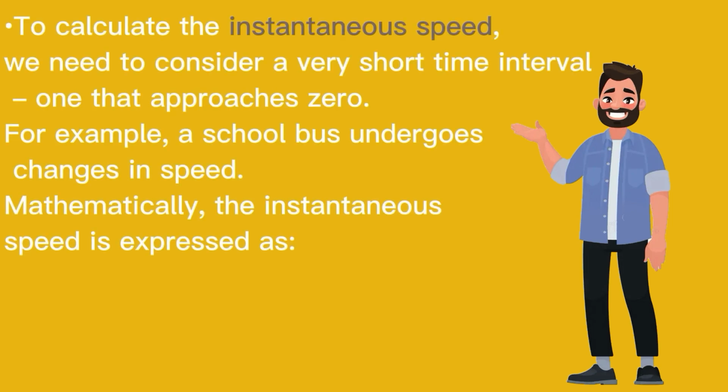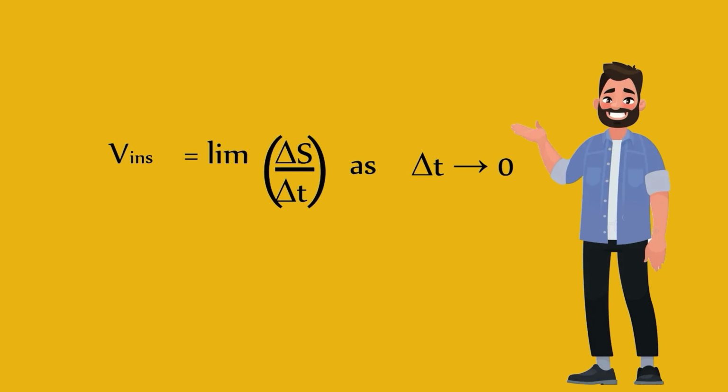And the other point is instantaneous speed. To calculate the instantaneous speed, we need to consider a very short time interval, one that approaches 0. For example, a school bus undergoes changes in speed. Instantaneous speed is the speed of a moving body at a particular instant of time. Mathematically, the instantaneous speed of a body is expressed as V instantaneous is equal to the limit of change in distance over change in time as change in time approaches 0.